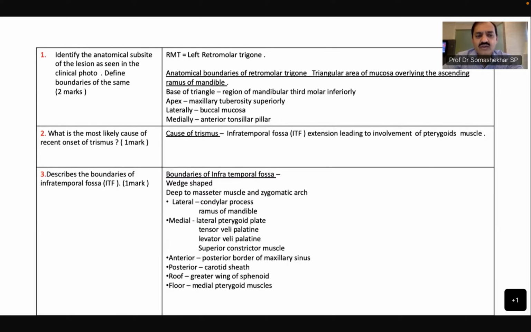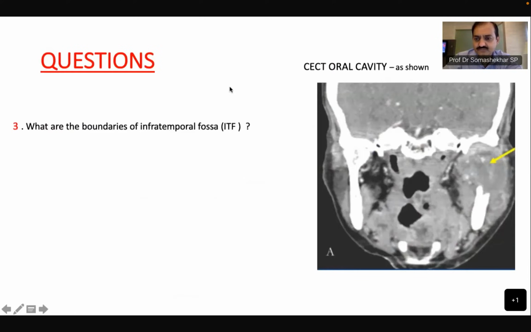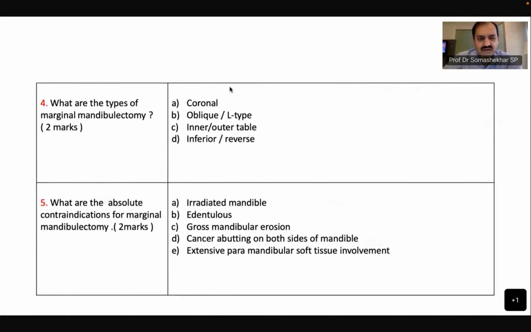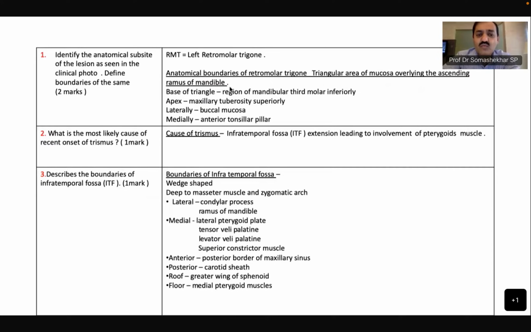Now, what are the boundaries of the infratemporal fossa? Look at the photo I have kept. Make a picture in your mind. Now, I'll go back to the boundaries. It is a wedge-shaped area. It is deep to the masseter. Remember, masseter is on the outside of the ridge of the mandible. It is one among the strong muscles in the human body. Deep to the masseter muscle and zygomatic arch.